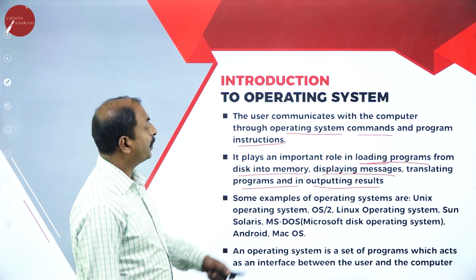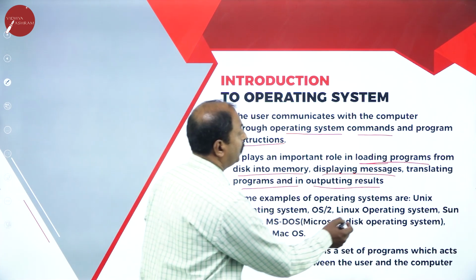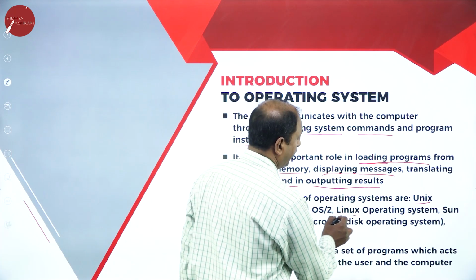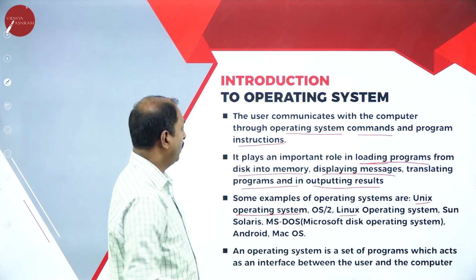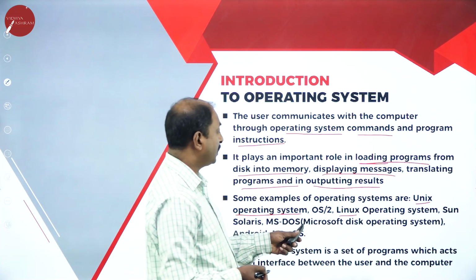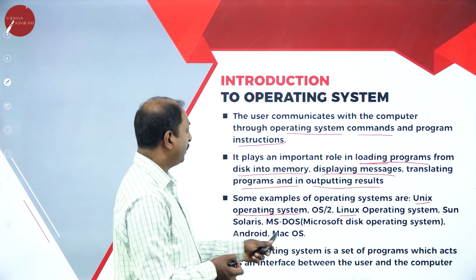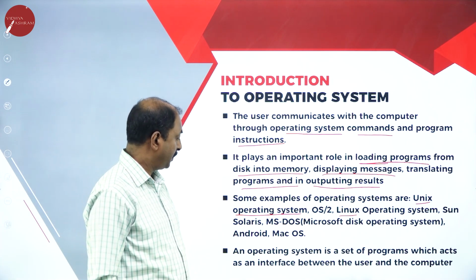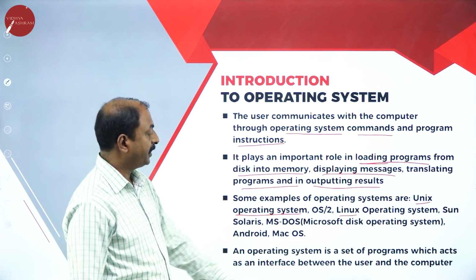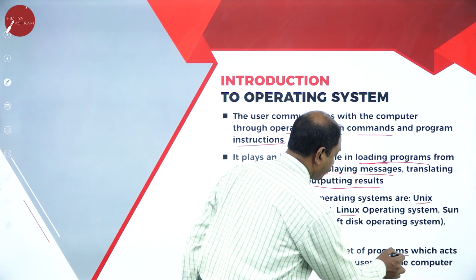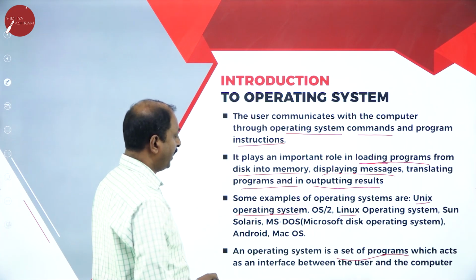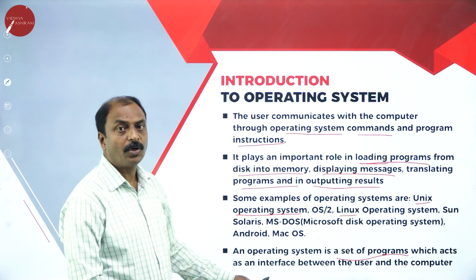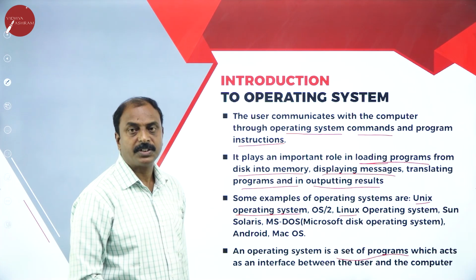Some examples of operating systems are Unix, Linux, Solaris, MS-DOS, as well as Android and Mac OS. These are all different operating systems. An operating system is a set of programs which acts as an interface between the user and the computer. This is the definition of an operating system.